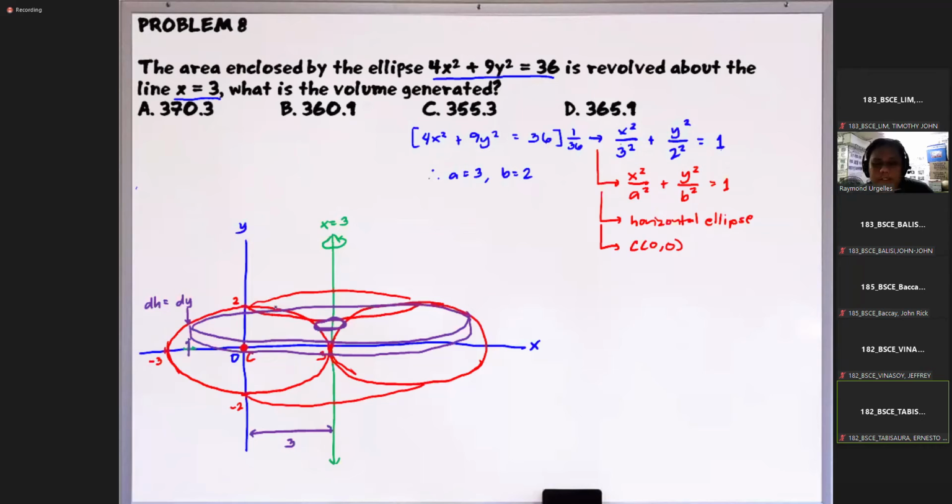Now, let's define a point on our ellipse. Let's say I define this point, where the hole intersects our ellipse. Then we can define this as our x-coordinate.